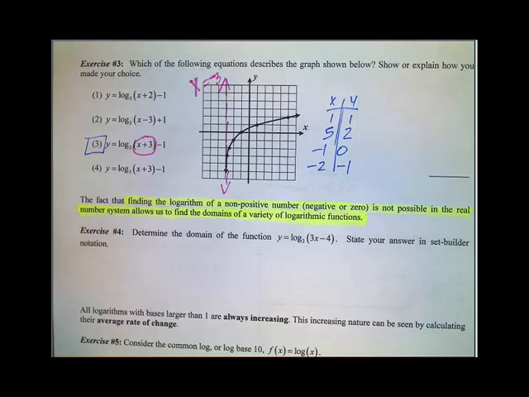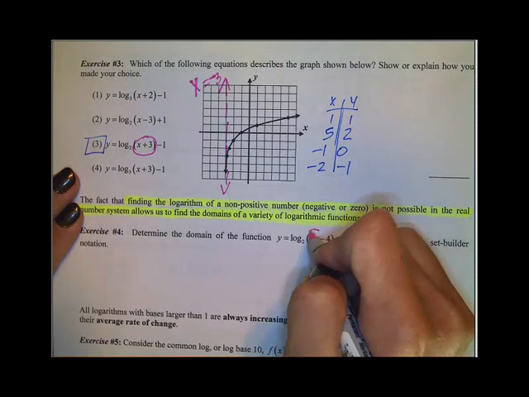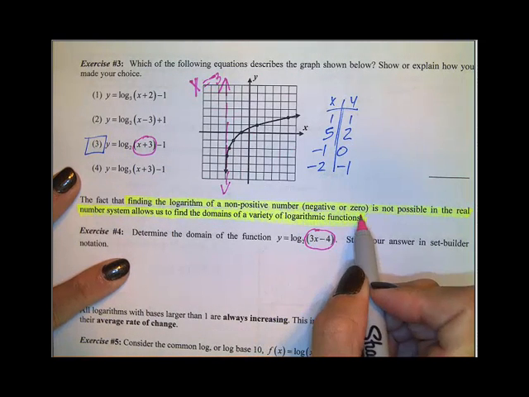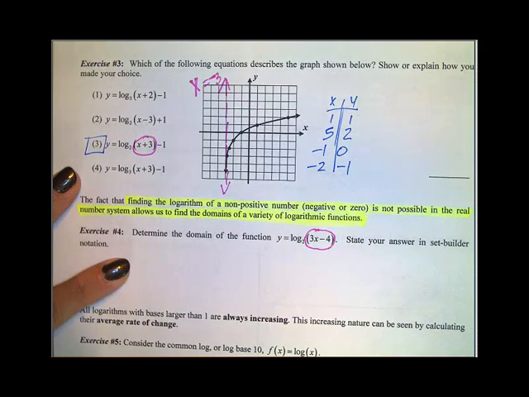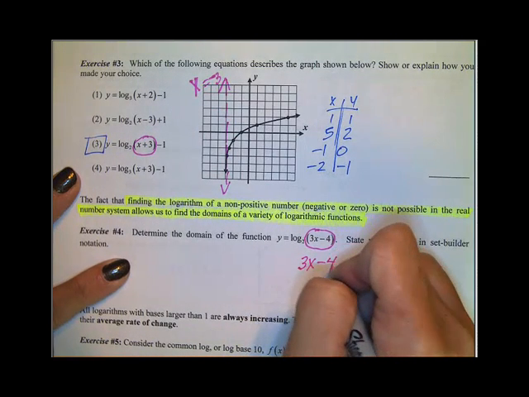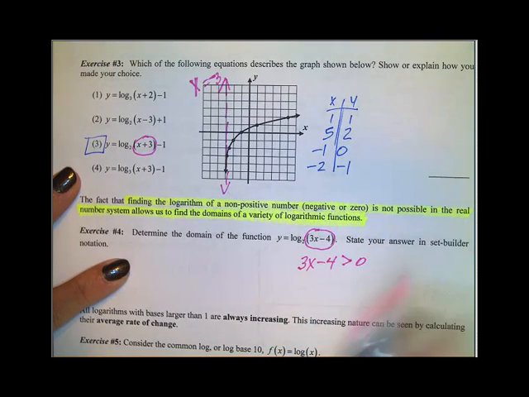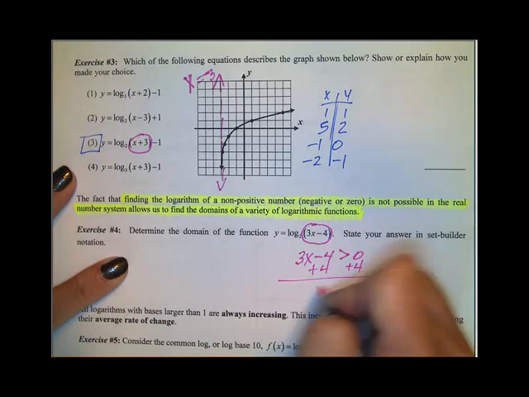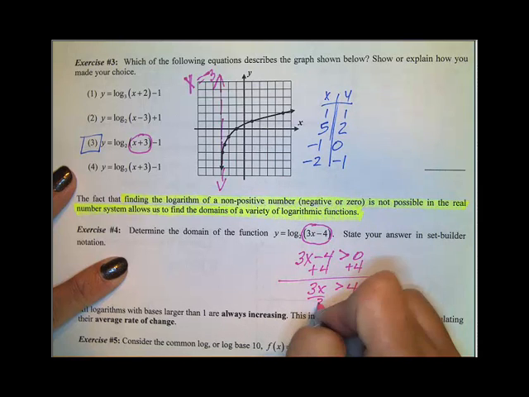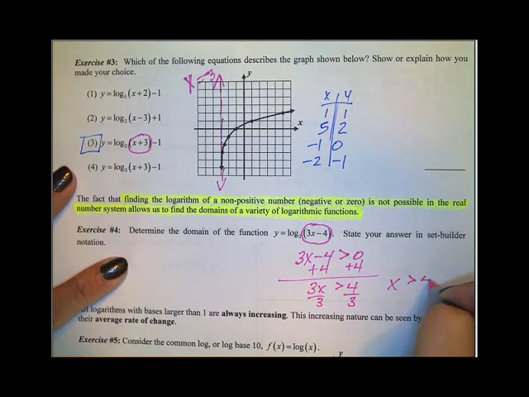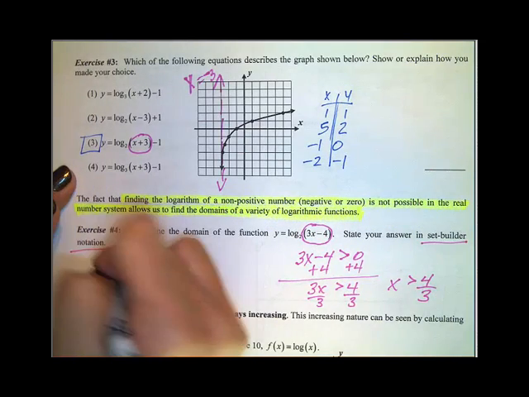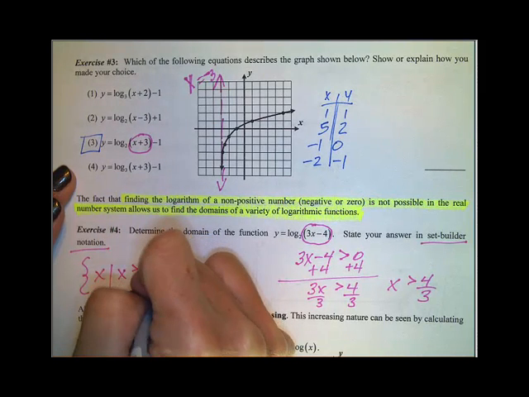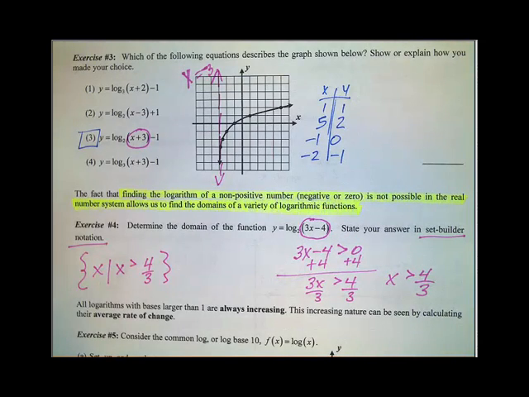So determine the domain. So we know that this piece in the parenthesis has to be not negative and not 0. It has to be positive, greater than 0. So we're going to take 3x minus 4. It has to be positive, greater than 0. So we're going to make it greater than 0 and solve. So add 4 and divide by 3. So x is greater than 4/3. It asks us to put it in set builder notation. So x such that x is greater than 4/3 in our set builder notation.